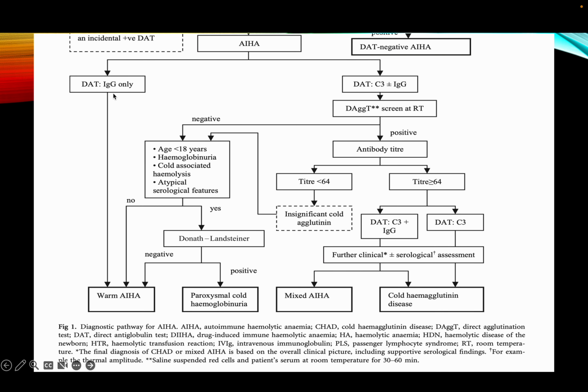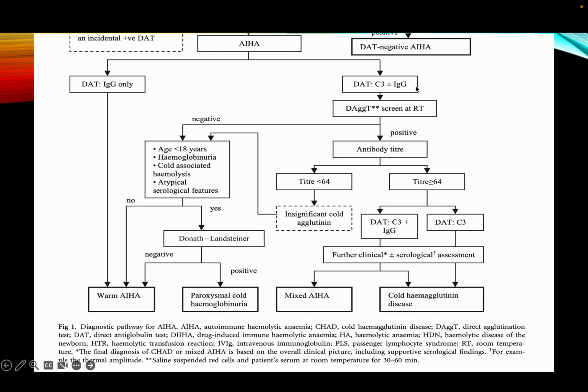If the direct antiglobulin test is positive for only IgG, you directly go for warm autoimmune hemolytic anemia. Let's say it is positive for C3 with or without IgG. Complement can bind to IgG, and in IgM-related hemolysis also, complement binding will be there. That is why it will be positive in cold agglutinin disease also, because complement will be utilized in the case of IgM-related hemolysis also.